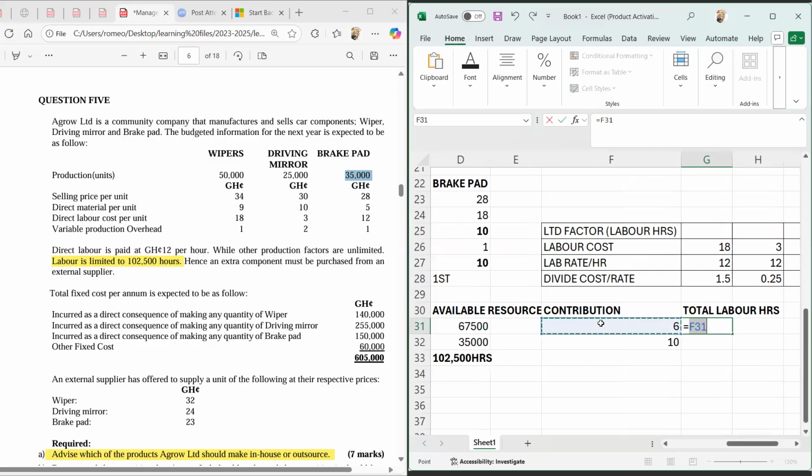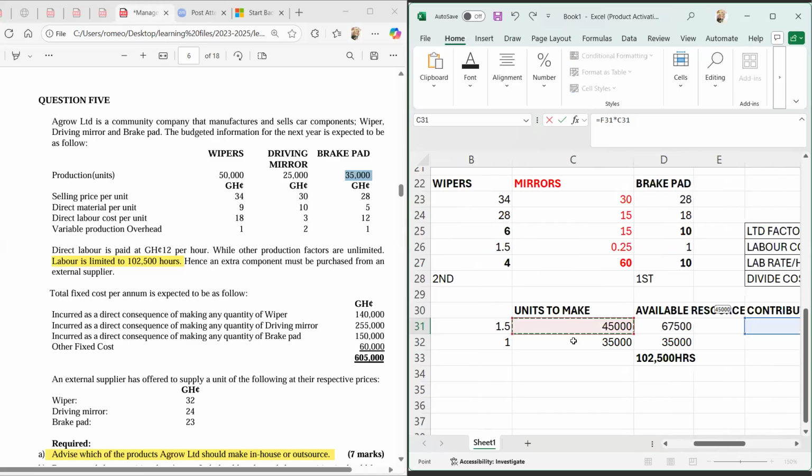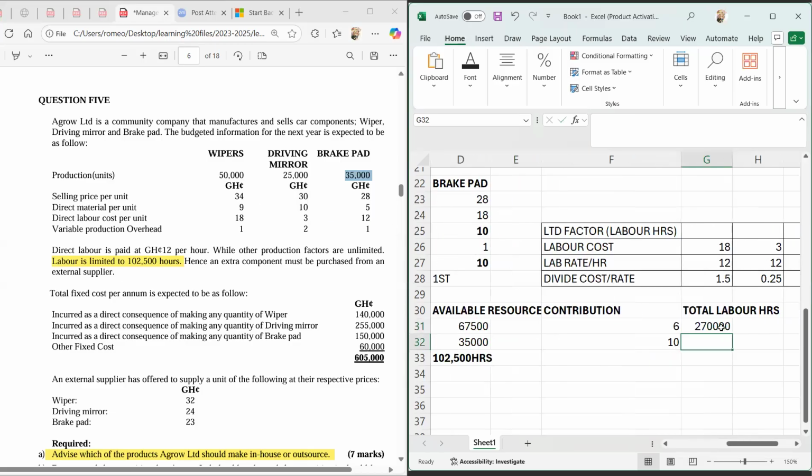Then you multiply by the unit. What is the unit? This one. Okay. Please, you get it? Yes. Not this one, not the available resource. So you don't multiply by the available resource. You multiply by the unit you want to make. That's the 45,000, not 50,000. Okay. So giving us this. So we just bring it down.